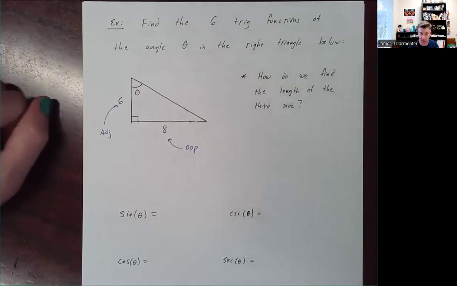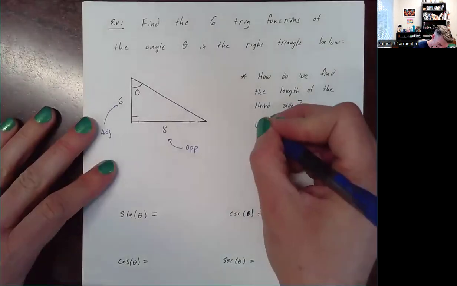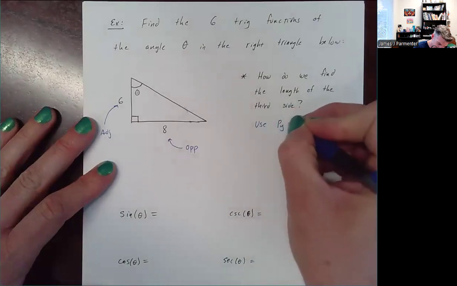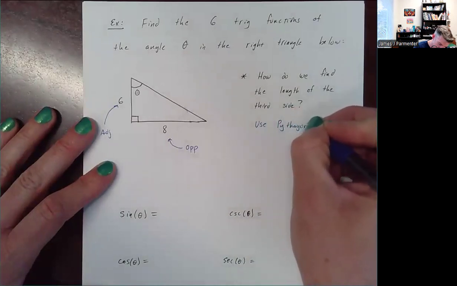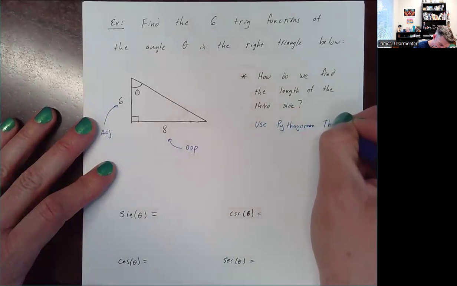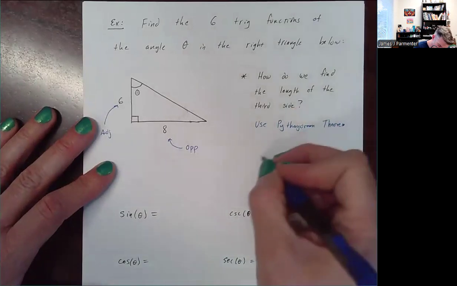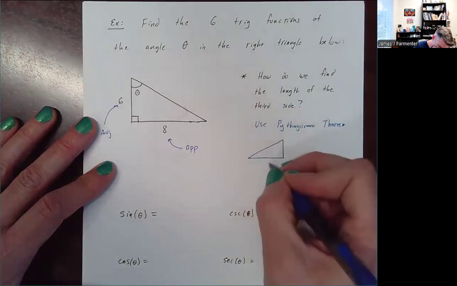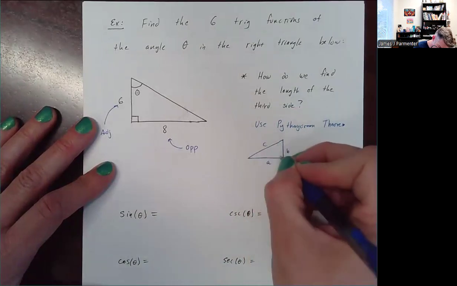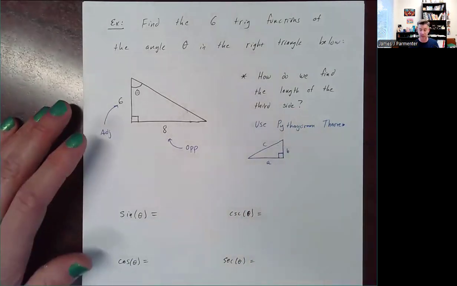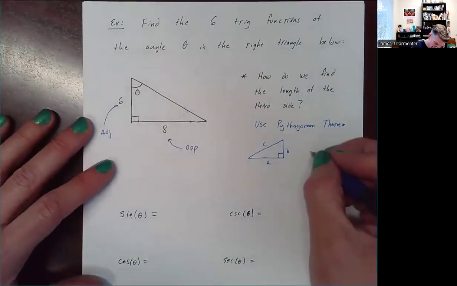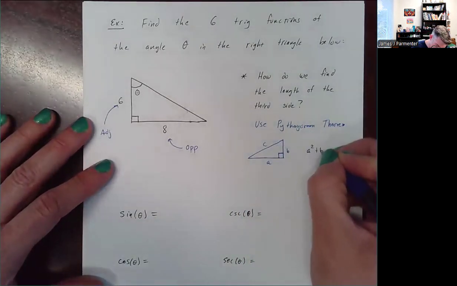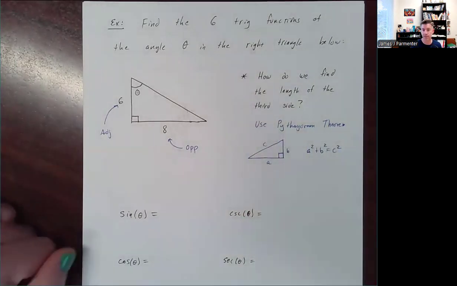How do we find the length of the third side? We use the Pythagorean theorem, which says the following. In a right triangle, which we often label the sides as A, B, and C, where C is the length of the hypotenuse and A and B are the lengths of the legs, it is true that A squared plus B squared equals C squared.